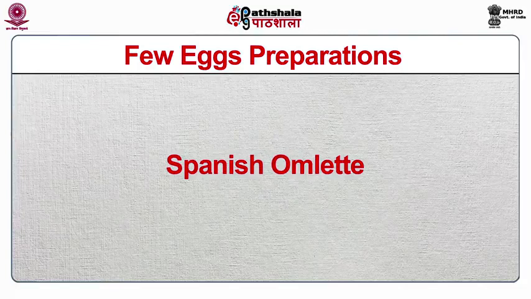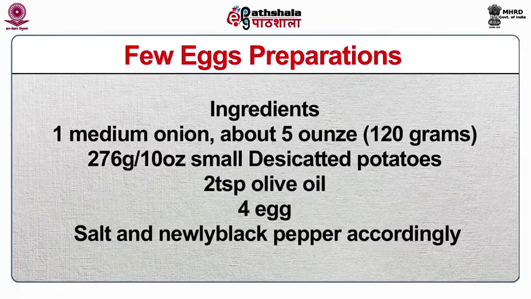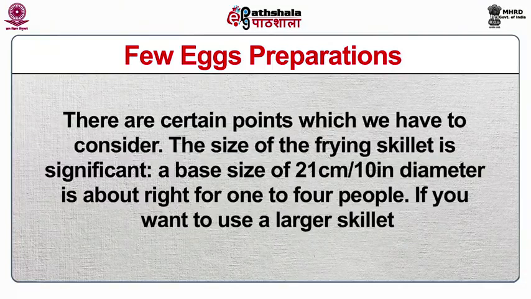Now we talk about Spanish omelette and the ingredients are 1 medium onion, 276 grams small desiccated potatoes, 2 tablespoons olive oil, 4 eggs, salt and freshly ground black pepper accordingly. Process of making. There are certain points which we have to consider.